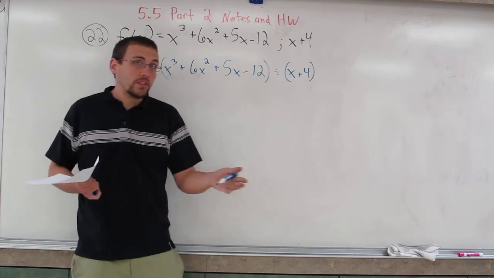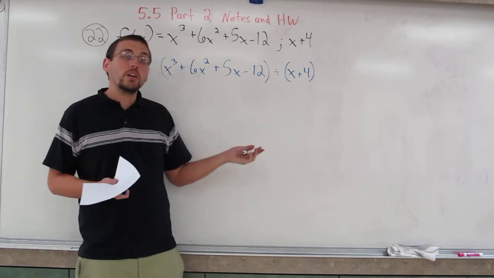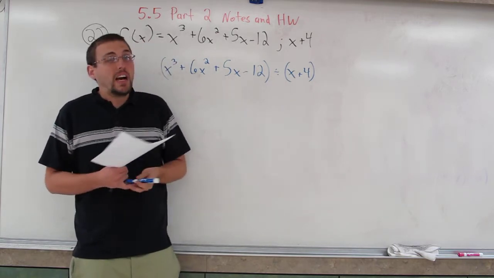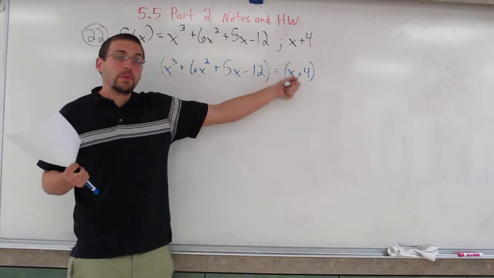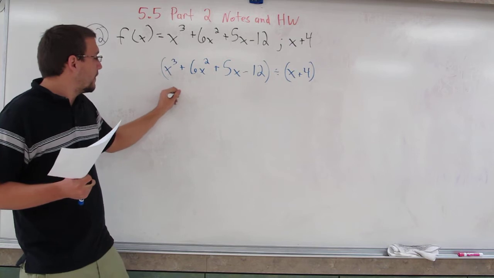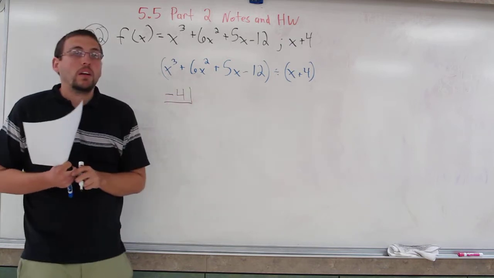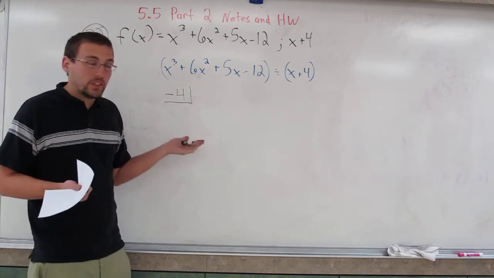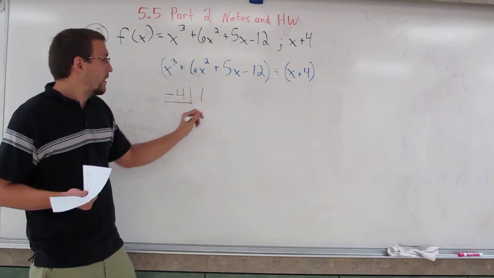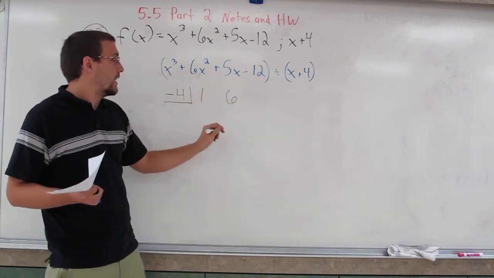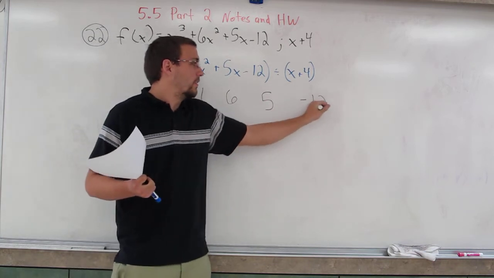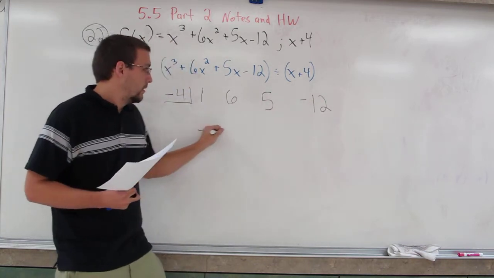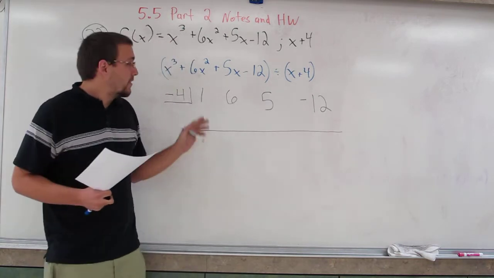Now, remember from yesterday's lessons, you have two options. You can use long division or synthetic division. I'm going to use synthetic division to do this division. So, if I'm dividing by x plus 4, I'm going to be putting negative 4 in the box. I then write down all of my coefficients: 1 for the x cubed, 6 for the x squared, 5 for the x, negative 12 for the constant. Now I'm going to pause to make sure you have this written down.